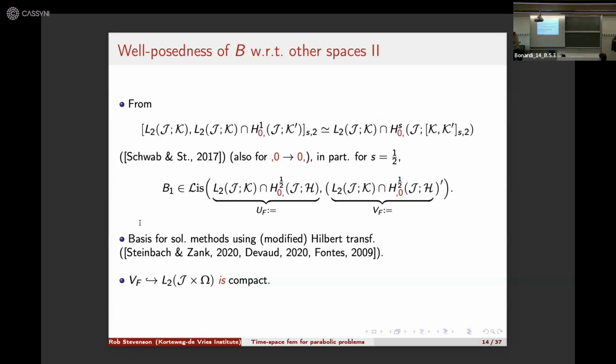What we would like to benefit from is that this new test space is compactly embedded in L2. So now we can have some hope that we can construct these local projections and that we can prove LBB stability for general meshes. And indeed, this is possible.